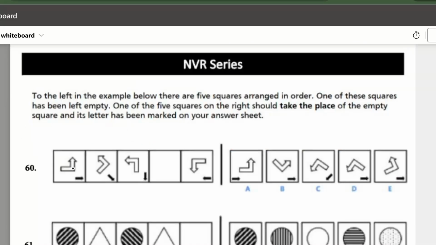This one, it's clear to see this arrow is just going 45 degrees anti-clockwise, so it has to end up pointing this way, which is only C and E, and then we have this arrow which is going anti-clockwise as well by 45 degrees, so this has to end up over there, which looks like C.